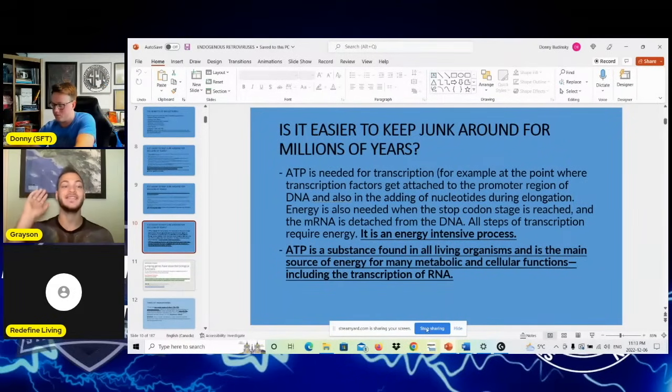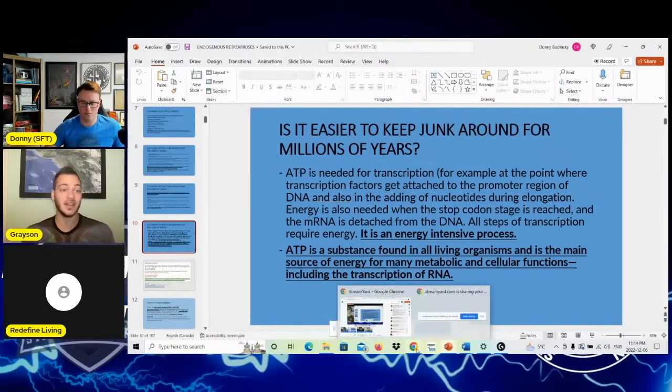Wow, that was so many points. Okay, I'll try to address all of them. I hope I don't miss any of them. But first of all, the kind of energy that we're talking about is not that much. I don't even know if it amounts to one extra bite of food for an organism. On an organism level, how much more energy do you need to consume to support these extra transcription processes? It's not a lot.